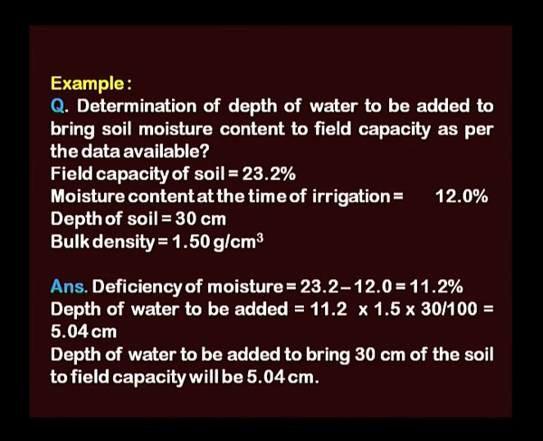In this case, the deficiency of moisture will be 23.2 minus 12, that is 11.2%. This 11.2% water has to be added to the soil so that the soil will come to field capacity. So the depth of water to be added will be 11.2 multiplied by 1.5, that is the bulk density, multiplied by the depth of the soil, that is 30, and divided by 100. The depth of water required to bring the soil up to field capacity will be 5.04 centimeter.